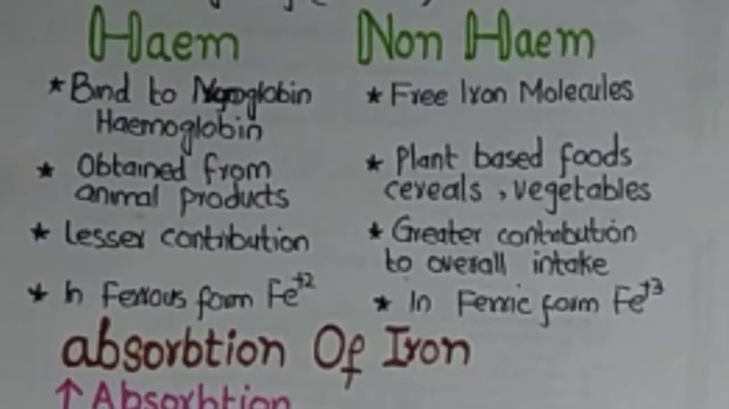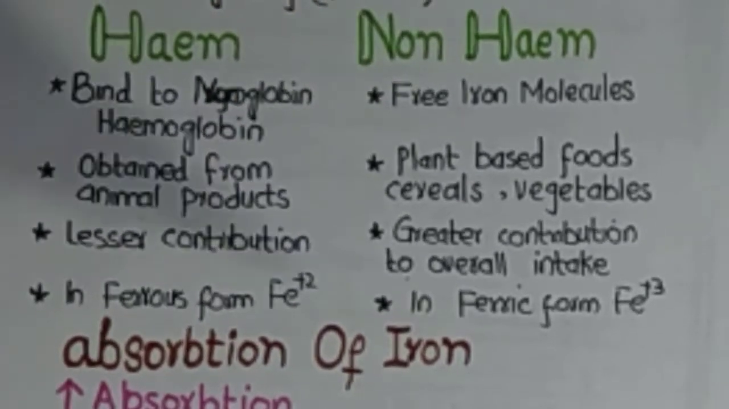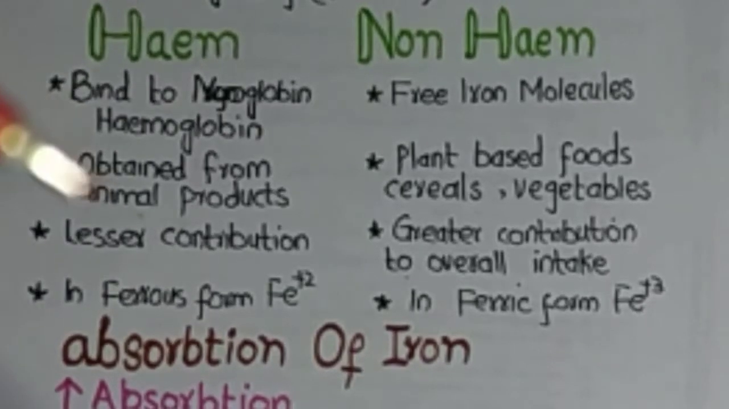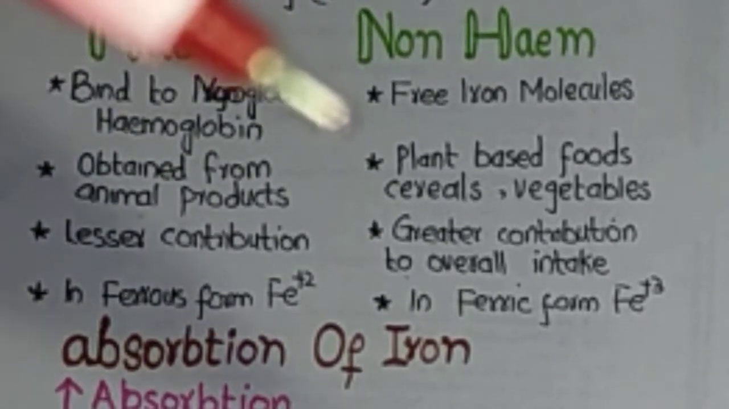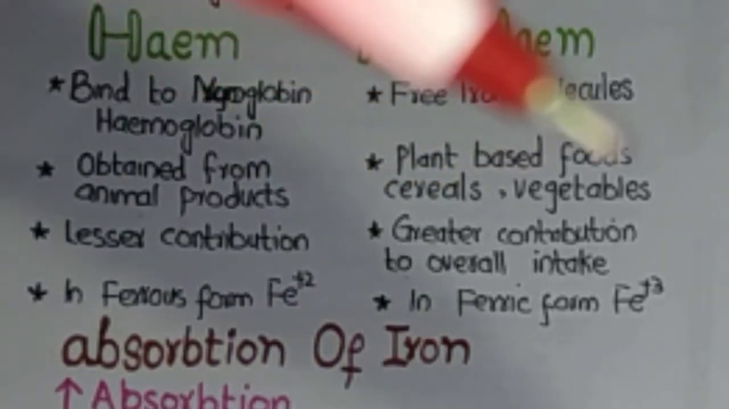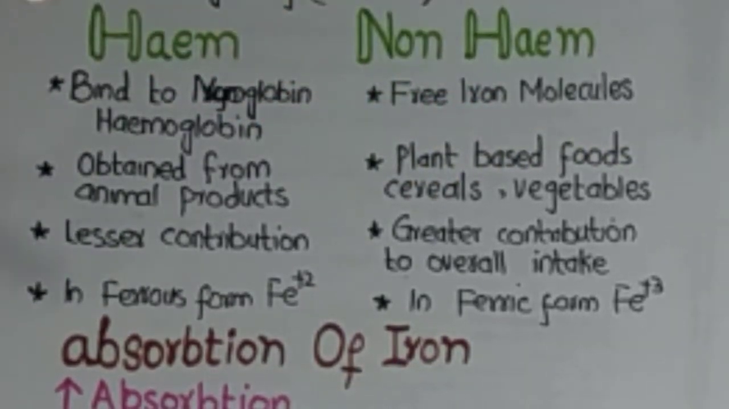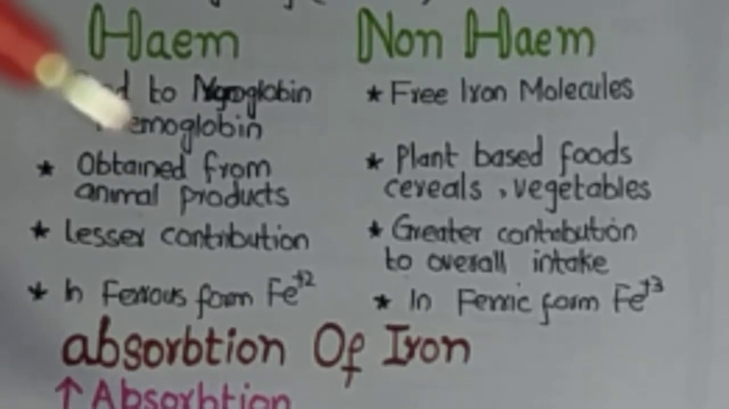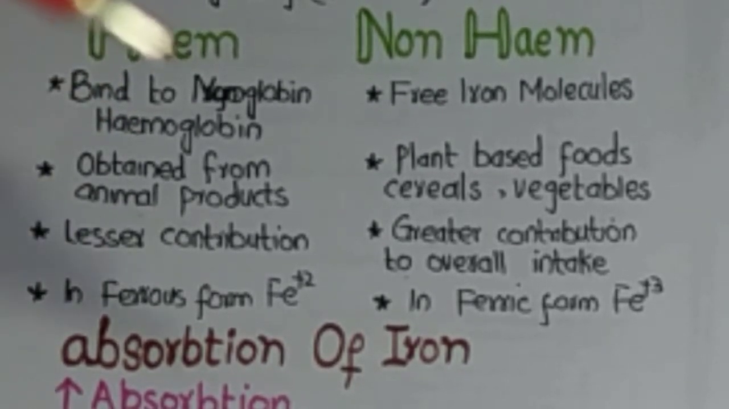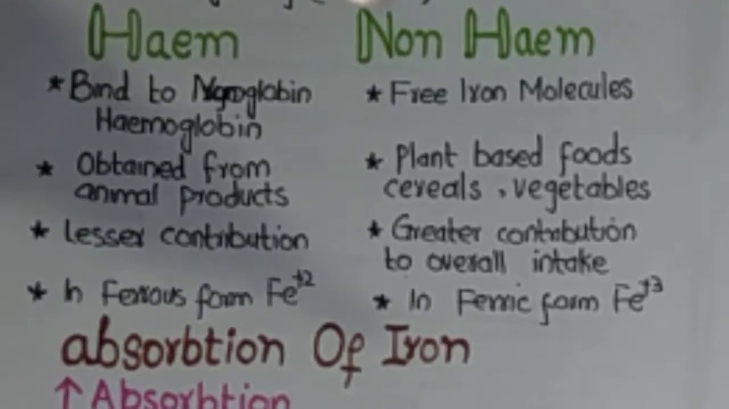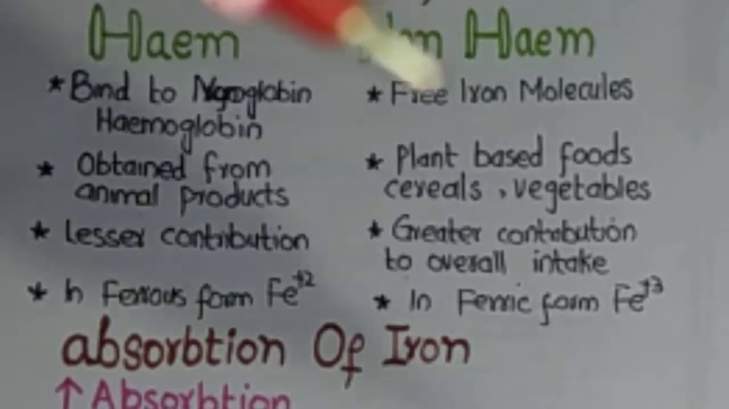Okay, we take iron from the diet in the form of the heme and non-heme. Either the iron will be heme iron or it will be non-heme iron. The heme iron we obtain from the animal products and the non-heme iron we obtain from the plant-based foods like cereals and vegetables. The heme iron is bound to the myoglobin and hemoglobin, that is, it is not in the free form in the body. It is bound either to the myoglobin or hemoglobin, but the non-heme iron is a free iron molecule.